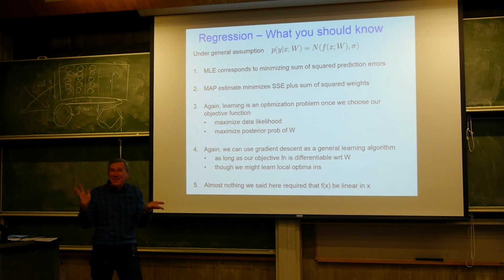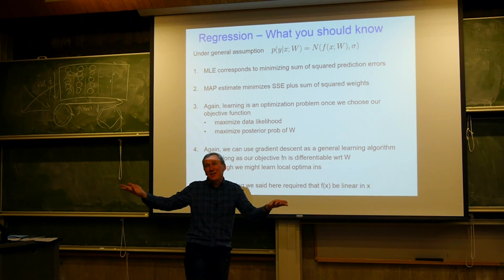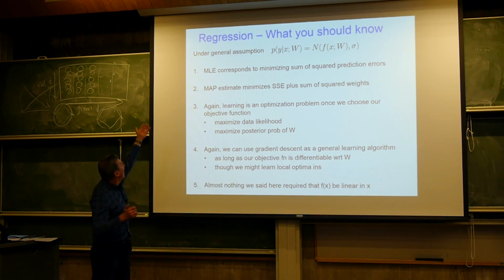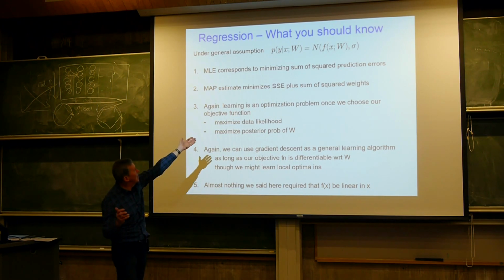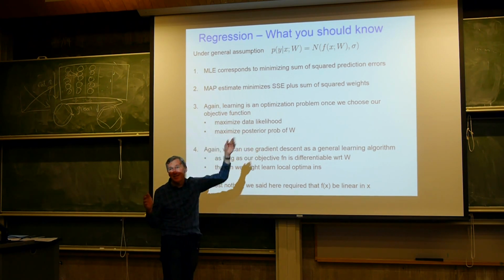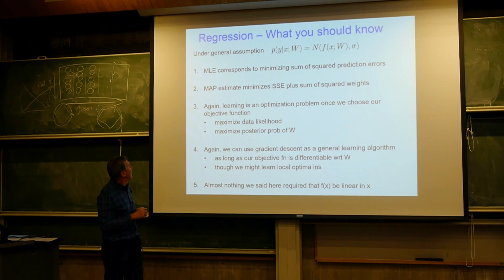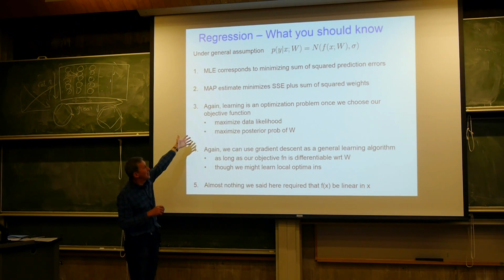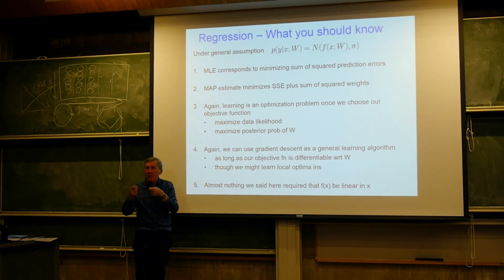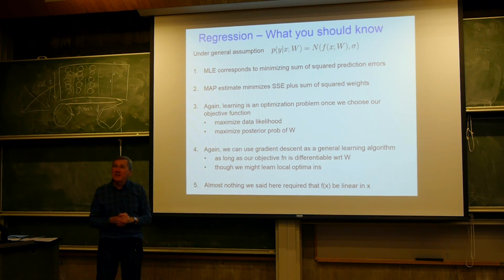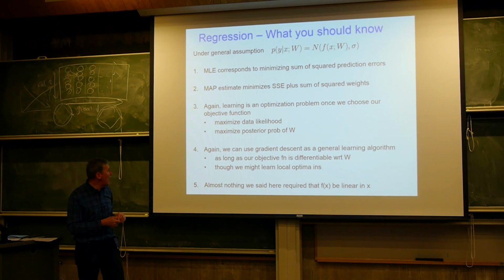The beautiful thing is it's easy to get regression because you already knew 90% of what you needed to know. We can do maximum likelihood estimates to do linear regression. It's equal to minimizing the sum of squared errors. We can do MAP estimates, which means to minimize the sum of squared errors plus the sum of the squared weights. Again, learning is an optimization problem once we choose what objective we're trying to optimize and then solve for the W's. And again, if we want, we can use gradient descent as a general purpose technique for solving that.